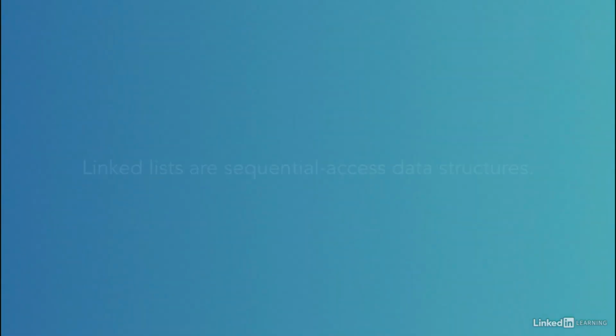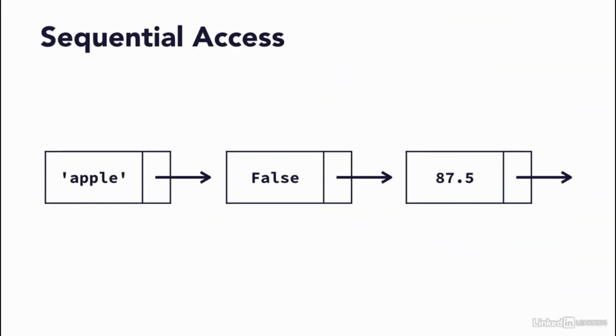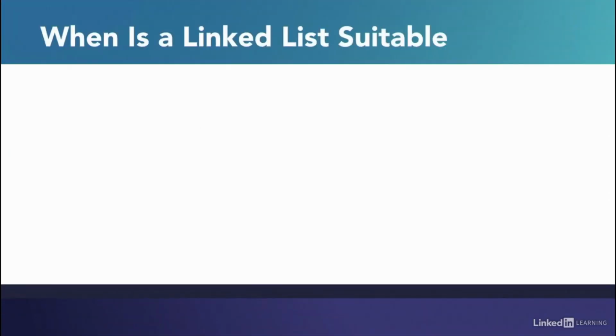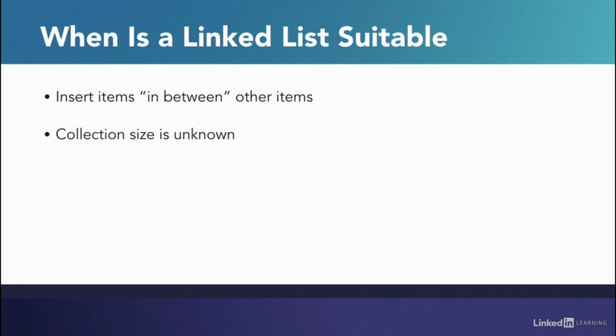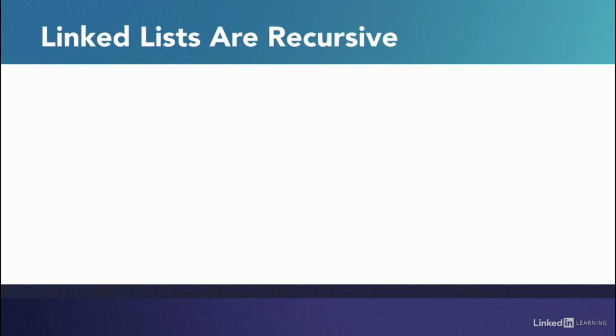The linked list is what's called a sequential access data structure. This is because we can only access a node by first accessing all the nodes that came before it. So when does it make sense to use a linked list? If you need to be able to insert items in between other items, if you're working with a collection whose size is unknown, if you don't need random access, because again, linked lists have sequential access, and if you're not concerned about memory usage.